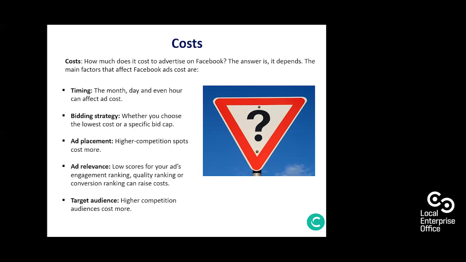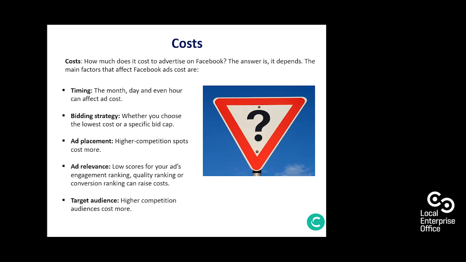Bidding strategy, whether you choose the lowest cost or a specific bid cap. Ad placement, so higher competition spots cost more. Ad relevance, so low scores for your ads, engagement ranking, quality ranking, or conversion ranking can raise costs. Again, that comes down to the content and how much thought you've put into the ad. If you create a really bad ad that's served to a particular audience and it's not successful, that's going to have an impact on the cost. Because what Facebook wants you to do is create ads that are relevant to the audience that you're targeting.